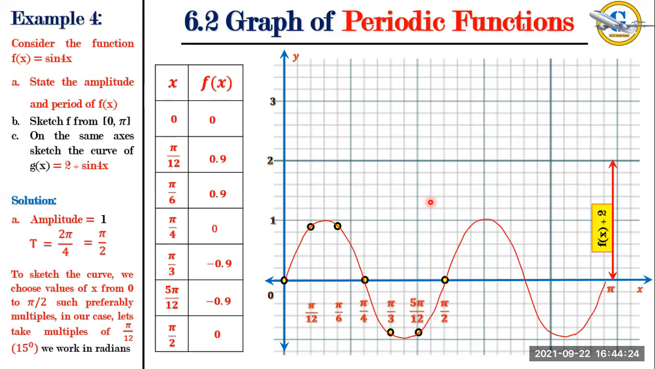Now the question wants us to sketch on the same axis the curve g of x equal to 2 plus sine 4x. If you look at this, it is just the same function shifted up by 2. So we have a vertical shift of 2 units. It means that we just shift this curve up by 2 units. When we shift it up by 2 units, this is what we are going to have. So this is the vertical shift for this function.